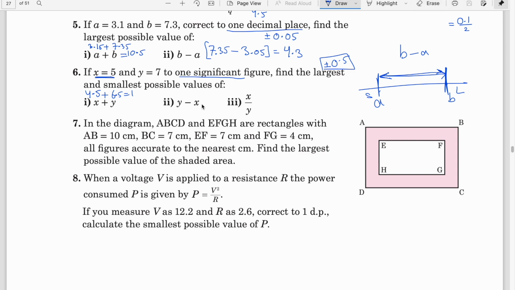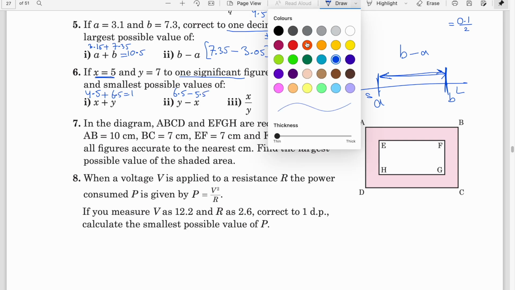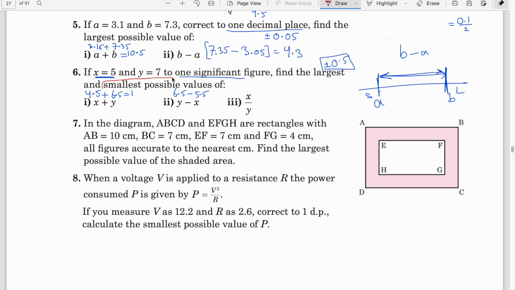B part, smallest value of y minus x. What should I write for y? 6.5, and in place of x, we will write 5.5. Why so? Don't get confused with this word. When it says smallest, we're not selecting everything smallest. We need y minus x smallest. So y should be the lesser value and x should be the greater value to have a smaller difference between them. So this gives me 1.